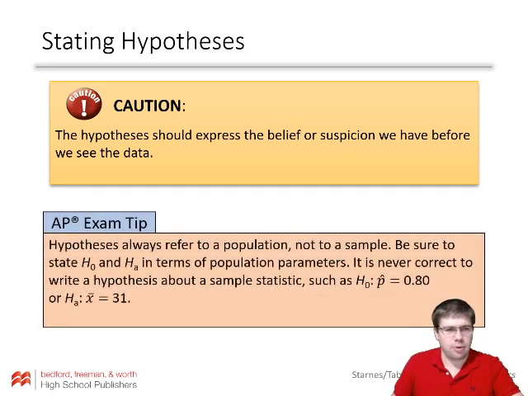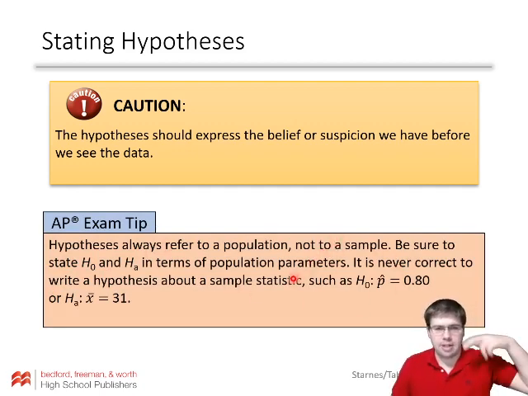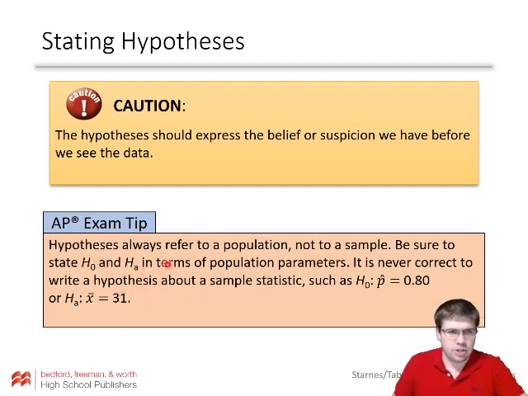State your hypotheses beforehand. Hypotheses always refer to a population, not a sample. So we're always talking about parameters when we say our hypotheses. Be sure to write H naught and HA in terms of population parameters. It is never correct to write a hypothesis about a statistic like p hat is 0.8 or x bar is 31. So we'll never write it that way.